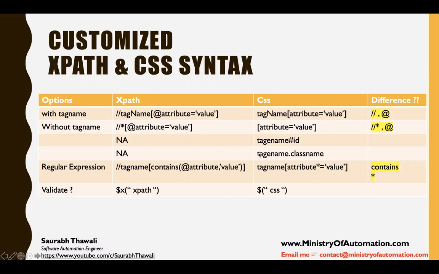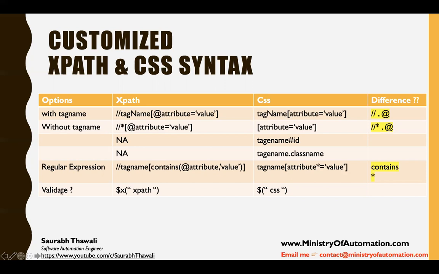Now we have some more ways with which we can identify CSS. There is nothing like that in XPath, which is directly tag name hash ID, right? And then tag name dot class name. These are two extra ways with which you can identify elements using CSS. Now regular expression. In XPath you use contains with @attribute equal to value, whereas in CSS you use star, attribute star equal to value, correct? It will act as a regular expression.